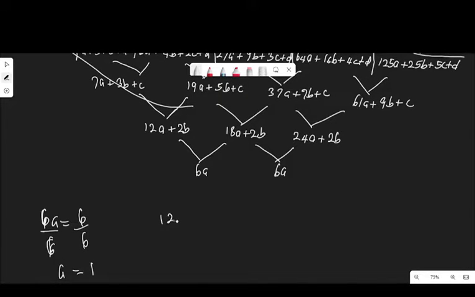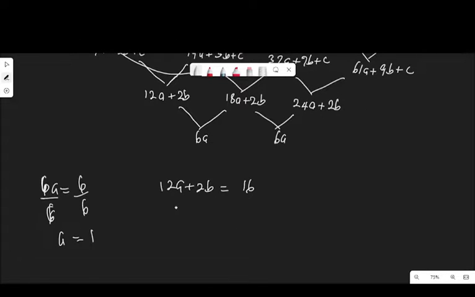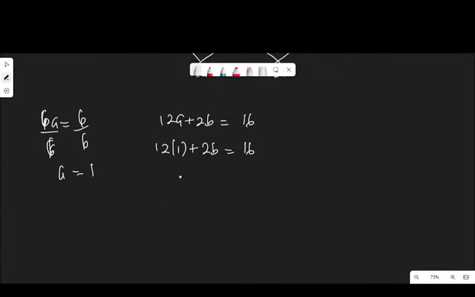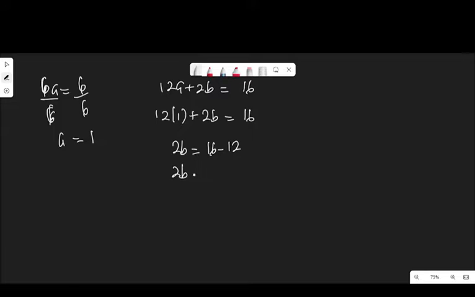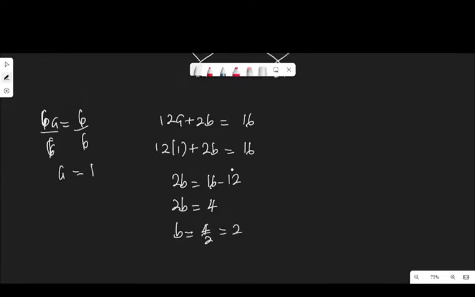That means, let me take the first one, 12A plus 2B is equal to 16. Solving for B, because we know the value of A, that means 12 times 1, which is the value of A, plus 2B is equal to 16. That means 2B is equal to 16 minus 12, since 12 times 1 is 12. Therefore, 2B is equal to 16 minus 12, which is 4. B, therefore, is 4 divided by 2, which is 2. So that is the value of B.